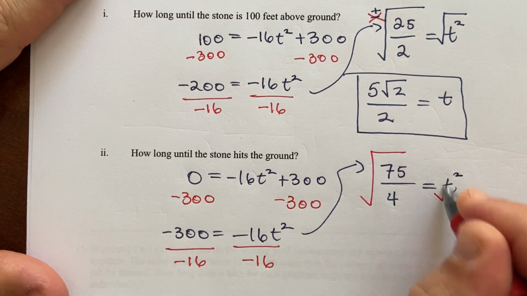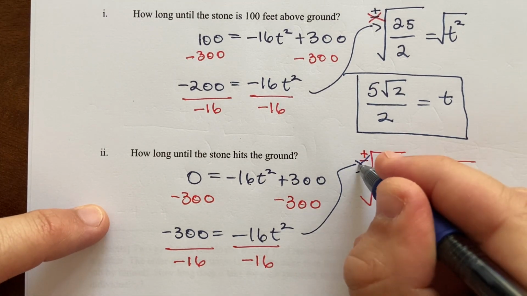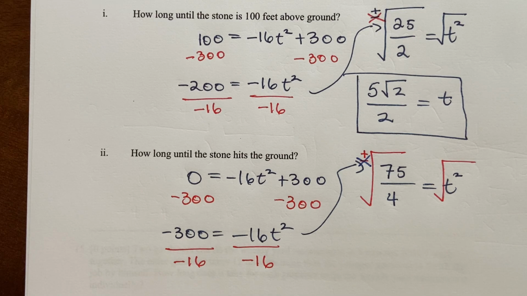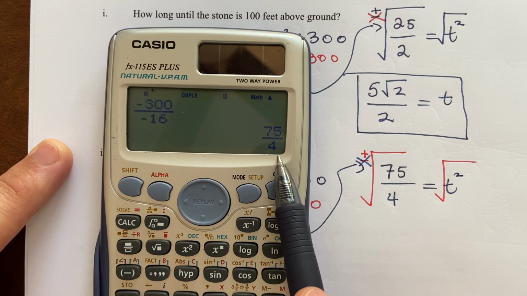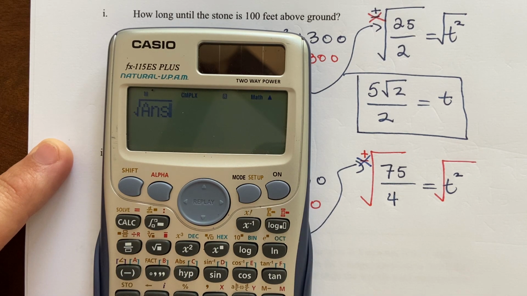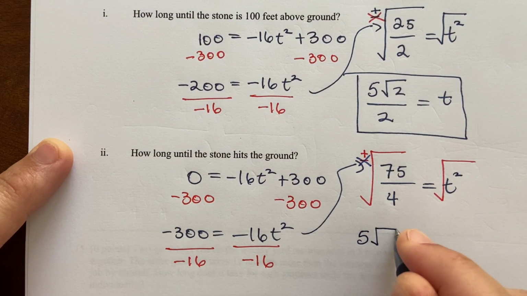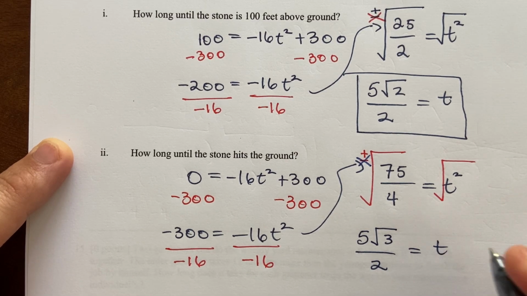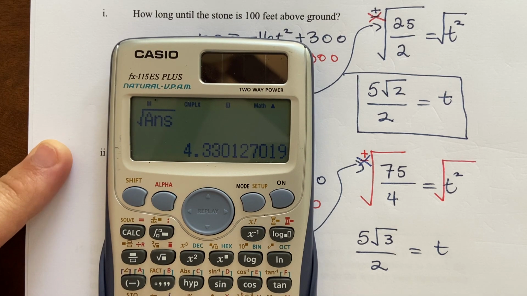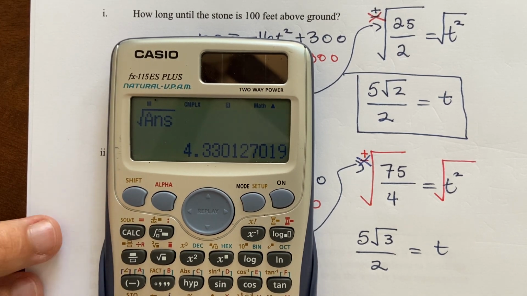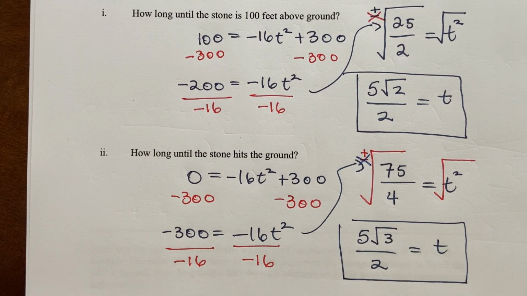Take a square root. Plus and minus. Again, I'm throwing out this minus because we're talking time still. I still have this on my screen, so I can go square root of answer is 5 root 3 over 2. So 5 root 3 over 2 equals that time. That's how much time. If you're curious, it should be a little bit more time because now it's actually hitting the ground. But again, it didn't ask for any amount of rounding, so I'm just leaving it in exact form.